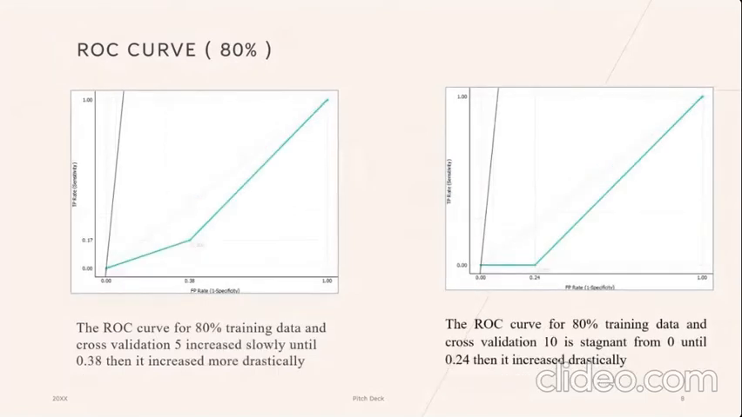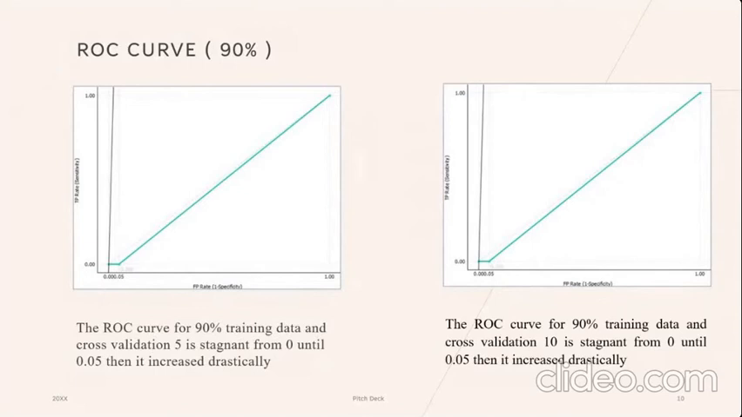So next is for the ROC curve for 80% with cross-validation 5. Firstly, it increased slowly until 0.38, then it increased more drastically from that point until 1.0. As for the ROC curve for 80% training data with cross-validation of 10, first it stayed constant from 0 until 0.24 and increased drastically and consistently until 1.0.